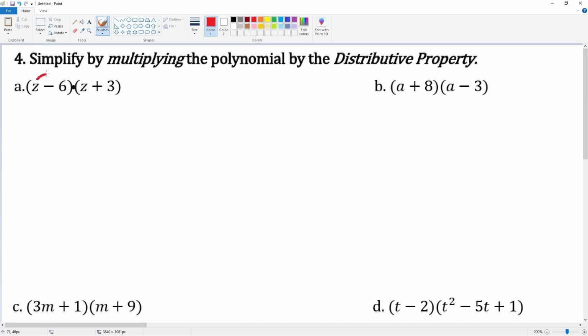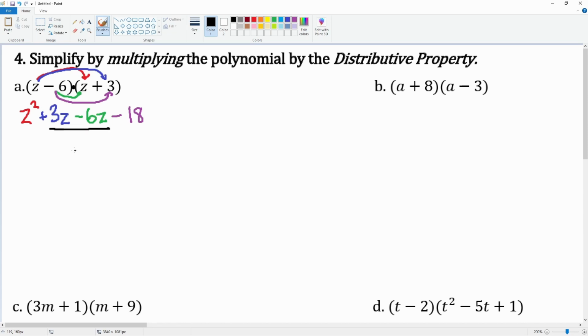Watch. Z times Z right there becomes Z squared. That's the first term. Then Z is going to be times the 3. That's going to become 3Z. Then you have the bottom part, negative 6 times Z. That's negative 6Z. And then you have negative 6 times 3. That becomes negative 18.